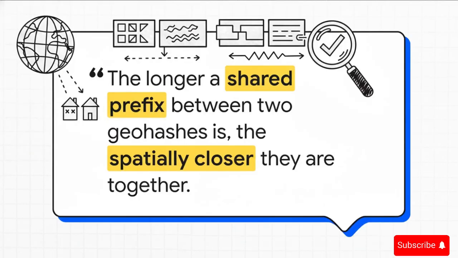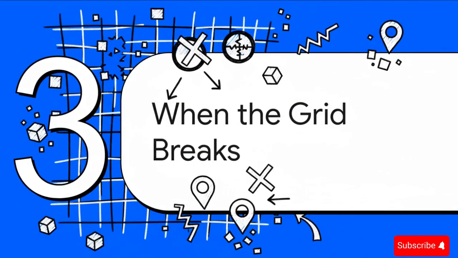Now here's the real secret sauce, the genius of the whole system. If two different locations have geohash codes that start with the same letters, like they both start with U4PR, you know for a fact that they're in the same general neighborhood. And the longer that shared piece at the beginning is, the closer they are. This is amazing. It turns a really complex 2D distance problem into a simple text search, which for a computer is lightning fast. But, as elegant as Geohash was, it wasn't perfect, not by a long shot.